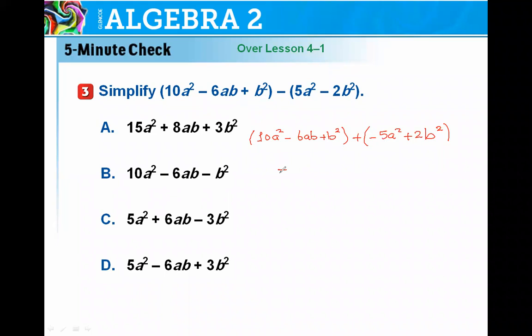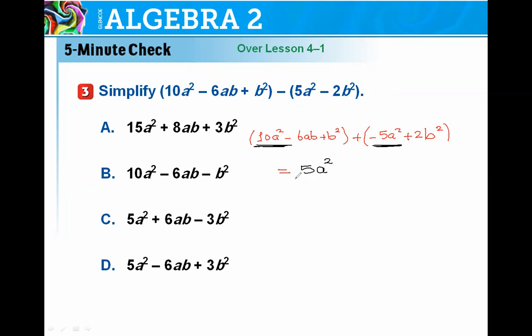Now the like terms: 10a power 2 plus negative 5a power 2. It's 5a squared. Yes, 5a squared. Thanks, Faisal, we're going to Marwan.